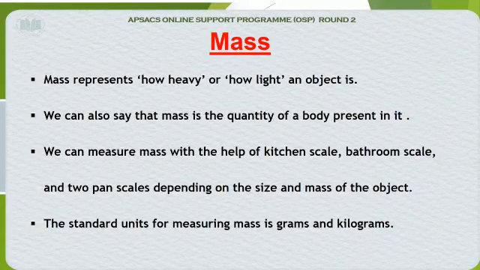What is mass? Mass represents how heavy or how light an object is. We can also say that mass is the quantity of a body present in it. We can measure mass with the help of a kitchen scale, bathroom scale, and tow pan scales depending on the size and mass of the object. The standard units for measuring mass are grams and kilograms.